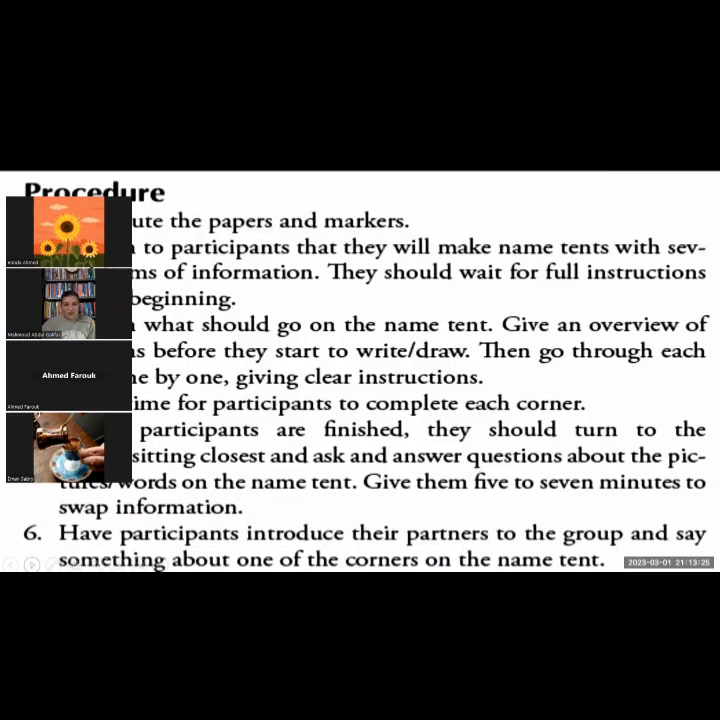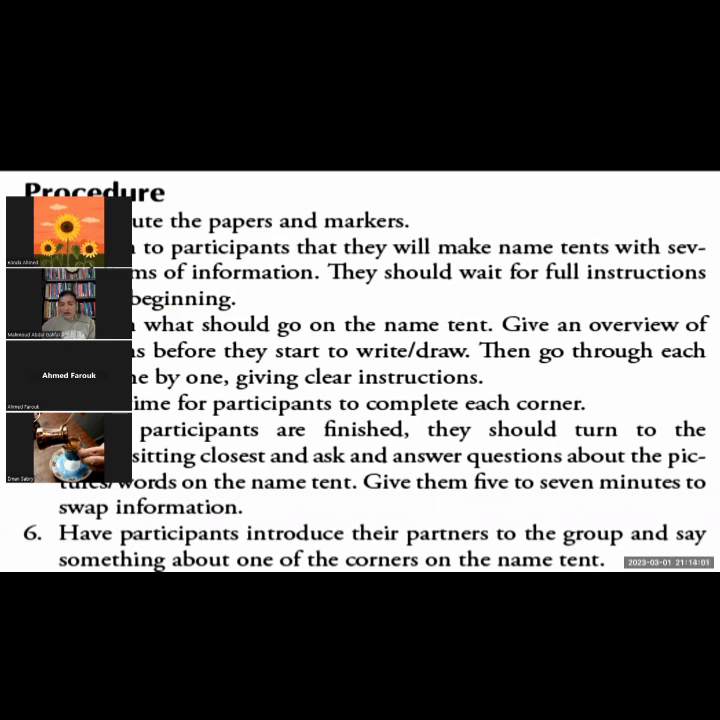The procedures: you have to distribute papers and markers. So for example, if you have 30 students in your classroom, you have to prepare 30 pieces of paper and 30 markers for your students. And in number 2, you have to explain to participants that they will make name tents. So they have to fold the paper like a tent, like this. They have to fold it like this, in a kind of tent. So they will make name tents with several items of information.